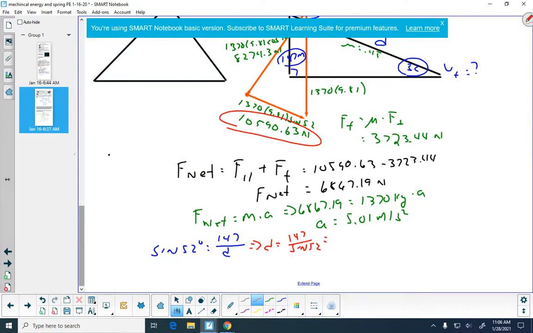So we can find a displacement. How far does the rock slide down the inclined plane? Brandon, how far? 186.55 meters.